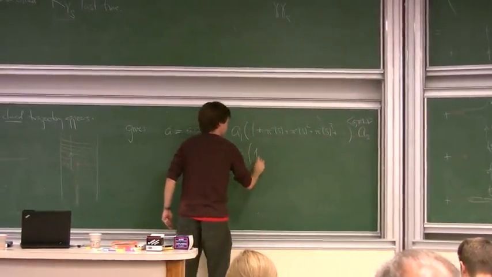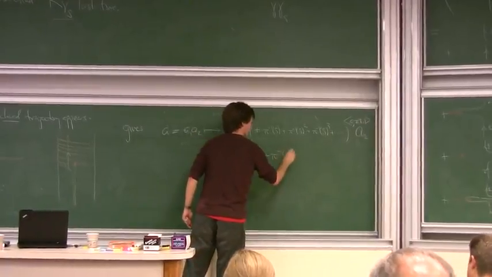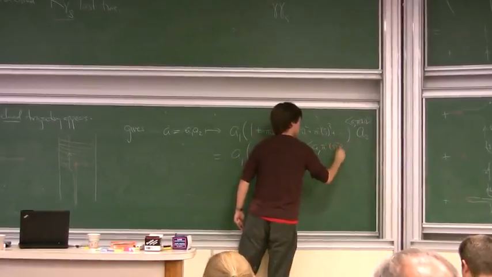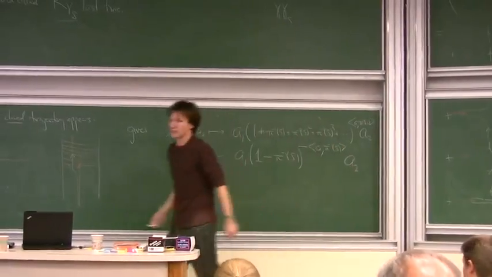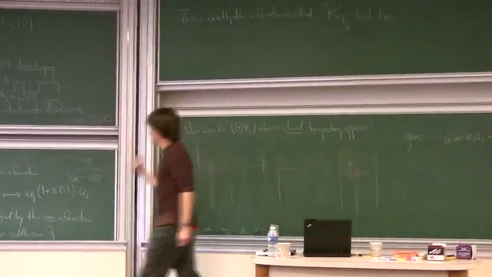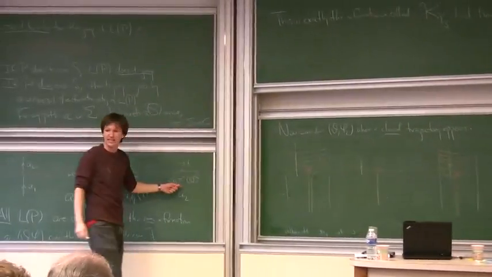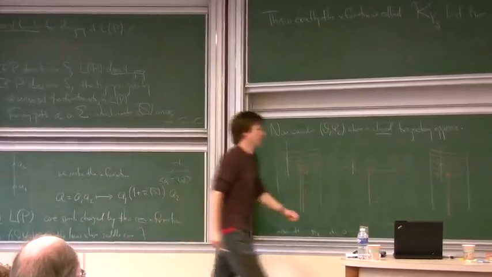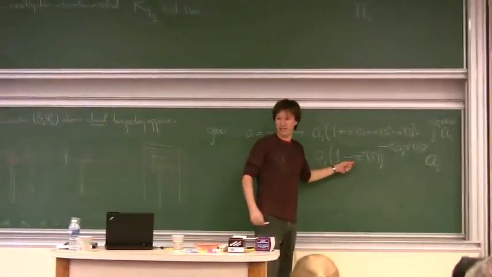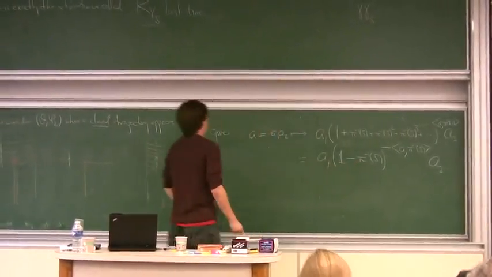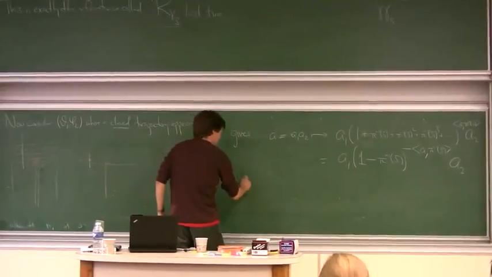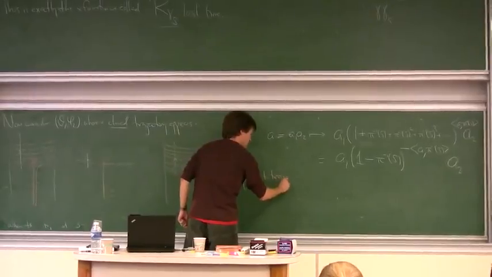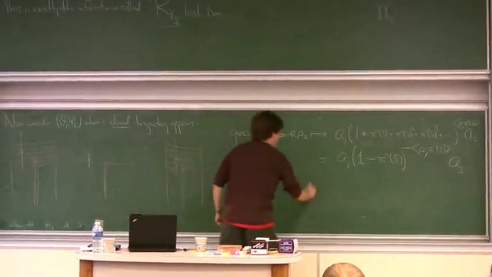Then you can rewrite that as 1 minus pi inverse of s, to the minus intersection of a with pi inverse of s, a2. So it looks exactly like the thing that we had before, except that there's a minus sign in the exponent, and there's also this tricky little minus sign here. So now on passing to the traces, what do we get?